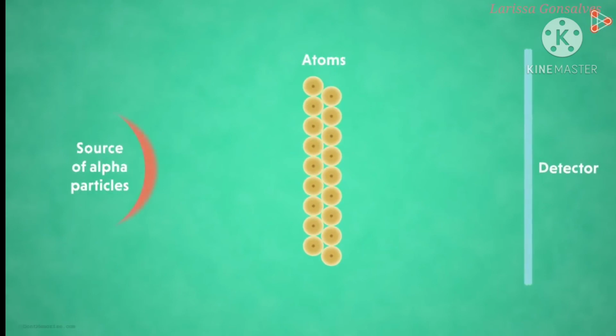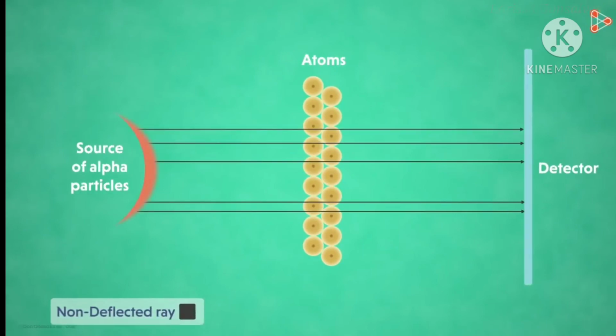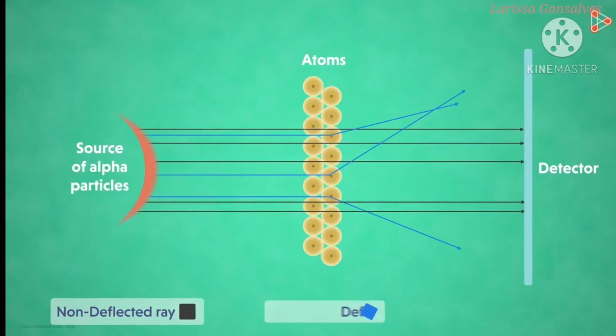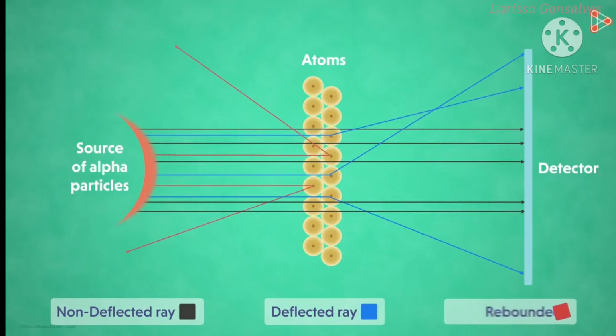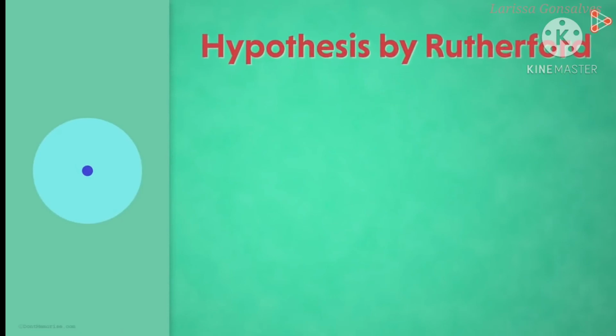He found that most of the rays pass straight through the atoms. A few rays change their path and get deflected. Lastly, very few particles bounce back. These results compelled Rutherford to come up with a new nuclear model. Let's have a look at the hypothesis put forward by him.